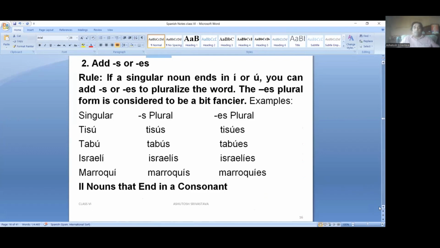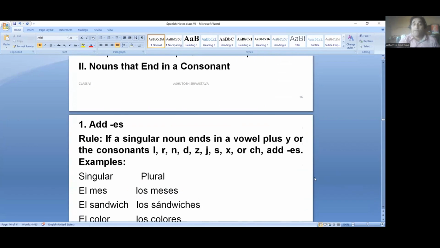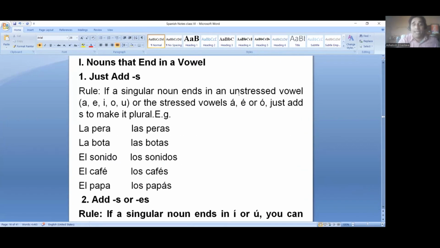es to pluralize the word. But the es plural form is considered to be fancier. Tisú, which means tissue, ends with accented u. Then we'll add es: tisúes or tisús. Tabú, tabúes, tabús. Israelí, israelíes, israelís. Marroquí, marroquíes, marroquís.